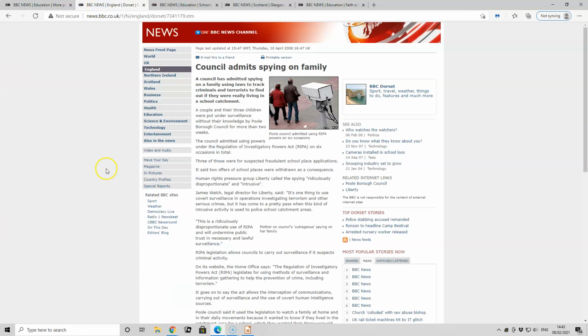The next one, a council admitting that they spied on a family. They used laws to track criminals and terrorists to find out if a family really did live in the school catchment area. So this is quite serious stuff. They used the Regulation of Investigatory Powers Act, RIPA, on 6 occasions in total. 3 of those were for suspected fraudulent school place applications.